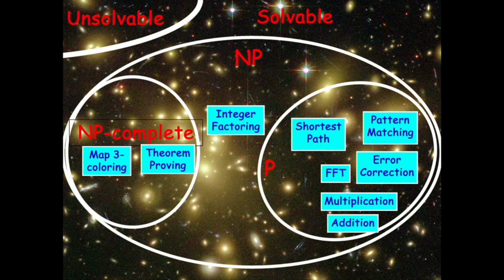So this dark area in the middle is like dark matter in physics. I mean, these problems should exist. We should see them all around, but we don't. I mean, we know very few natural problems lying in this gap.